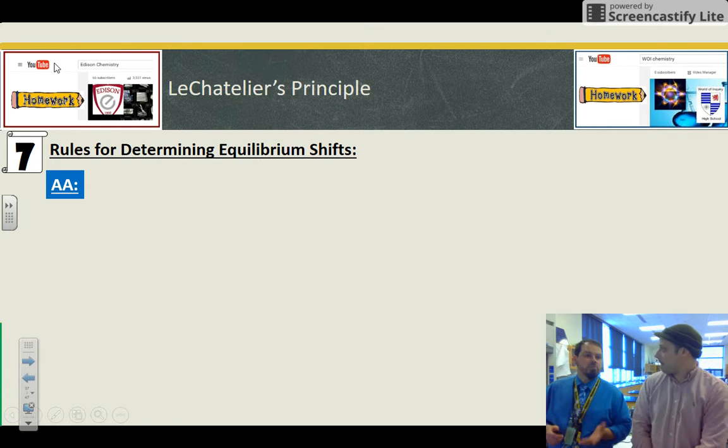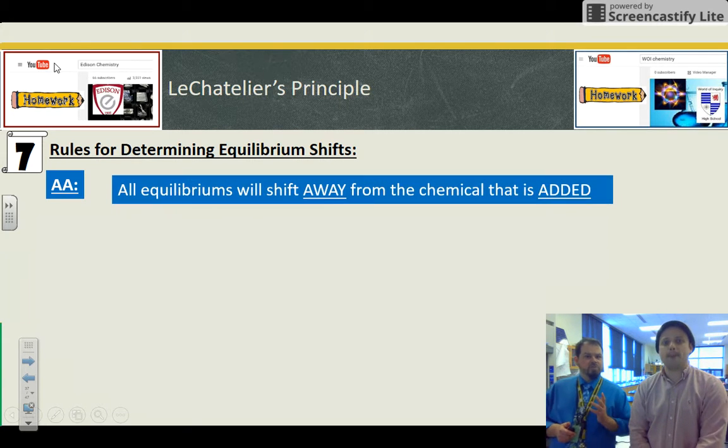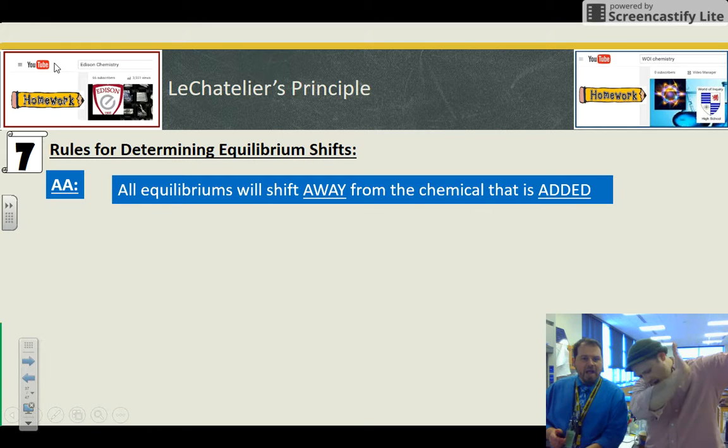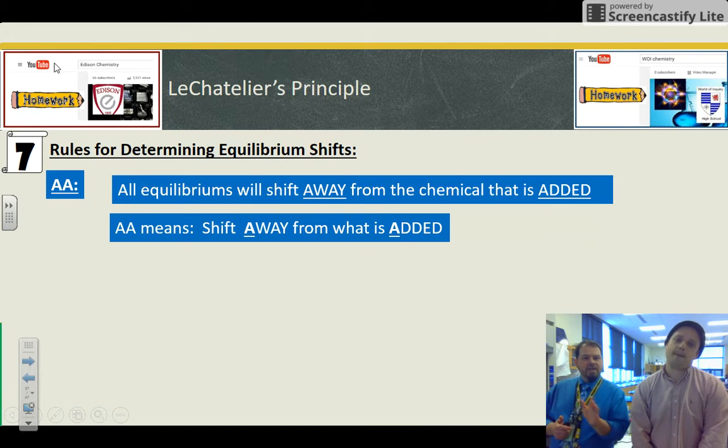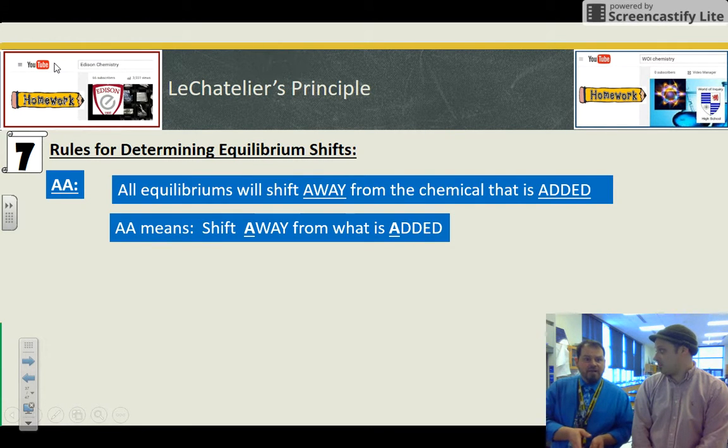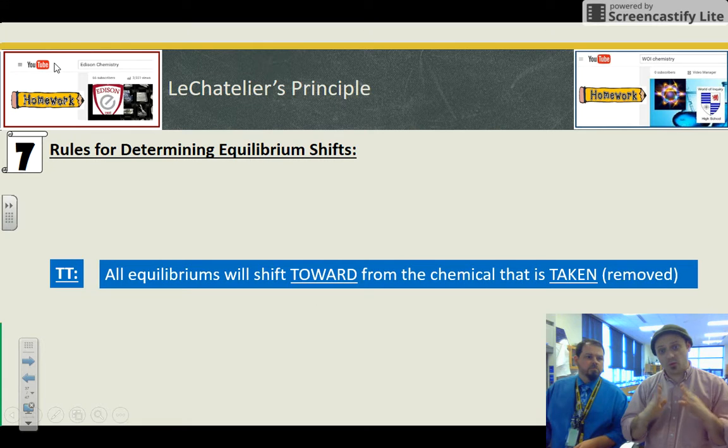Now here are the actual rules. I want to get through these rules so we can practice them. The rule is AATT. We're going to get into AA right now. AA is all equilibrium shifts away from whatever chemical you add. Notice I got the A's repeated. If I'm adding a reactant, it shifts away from the reactant side towards the product side. If I add a product, it shifts away from the product side towards the reactant side. I want to make sure we're clear there. AA: shift away from what you add.